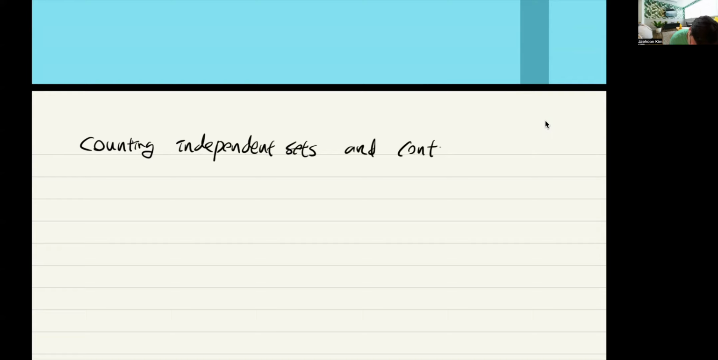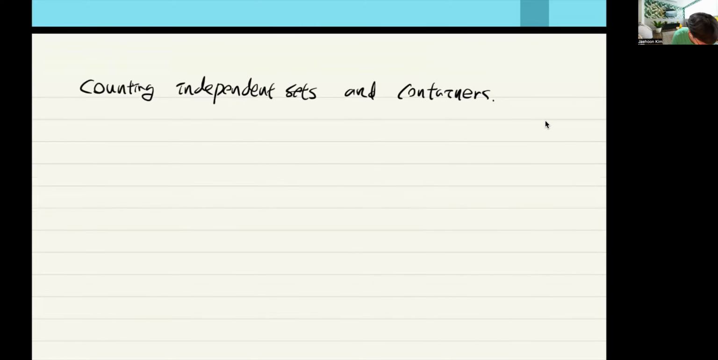Now we will learn about how to count independent sets and something called containers. There are many interesting theorems regarding counting independent sets. So we will learn about something called container.